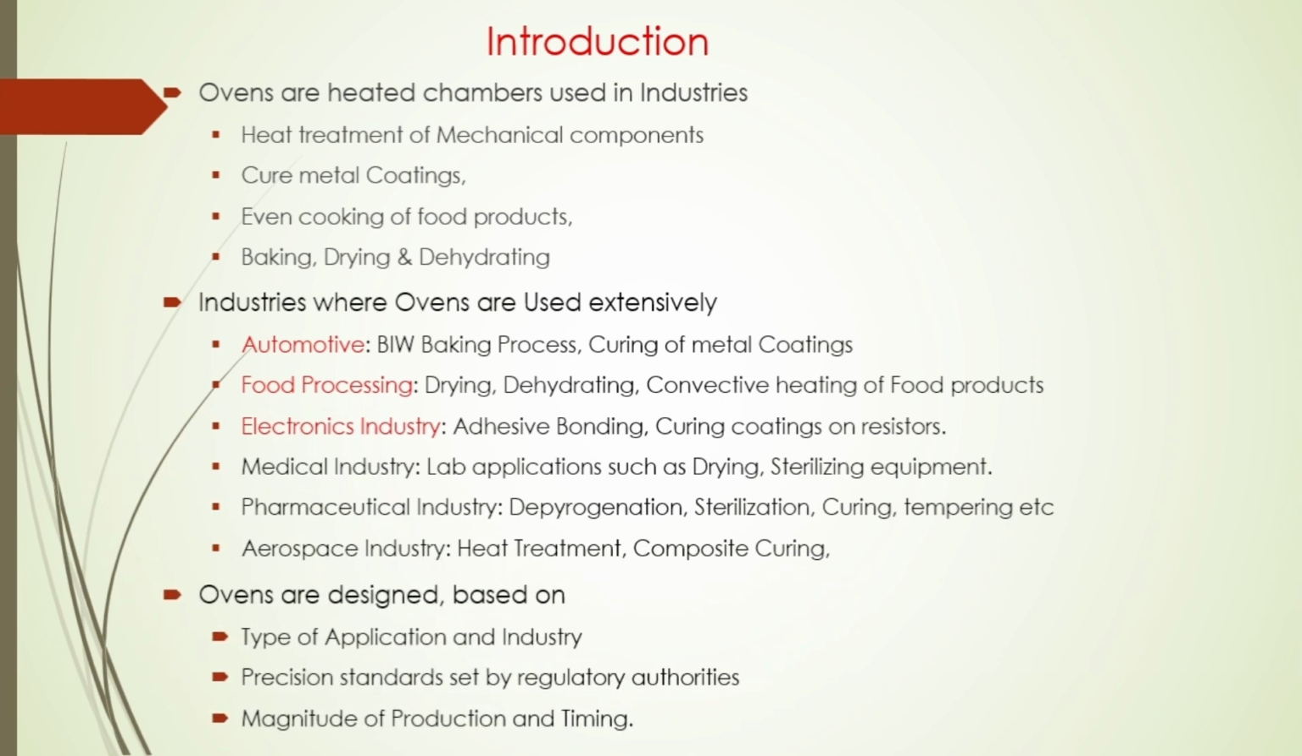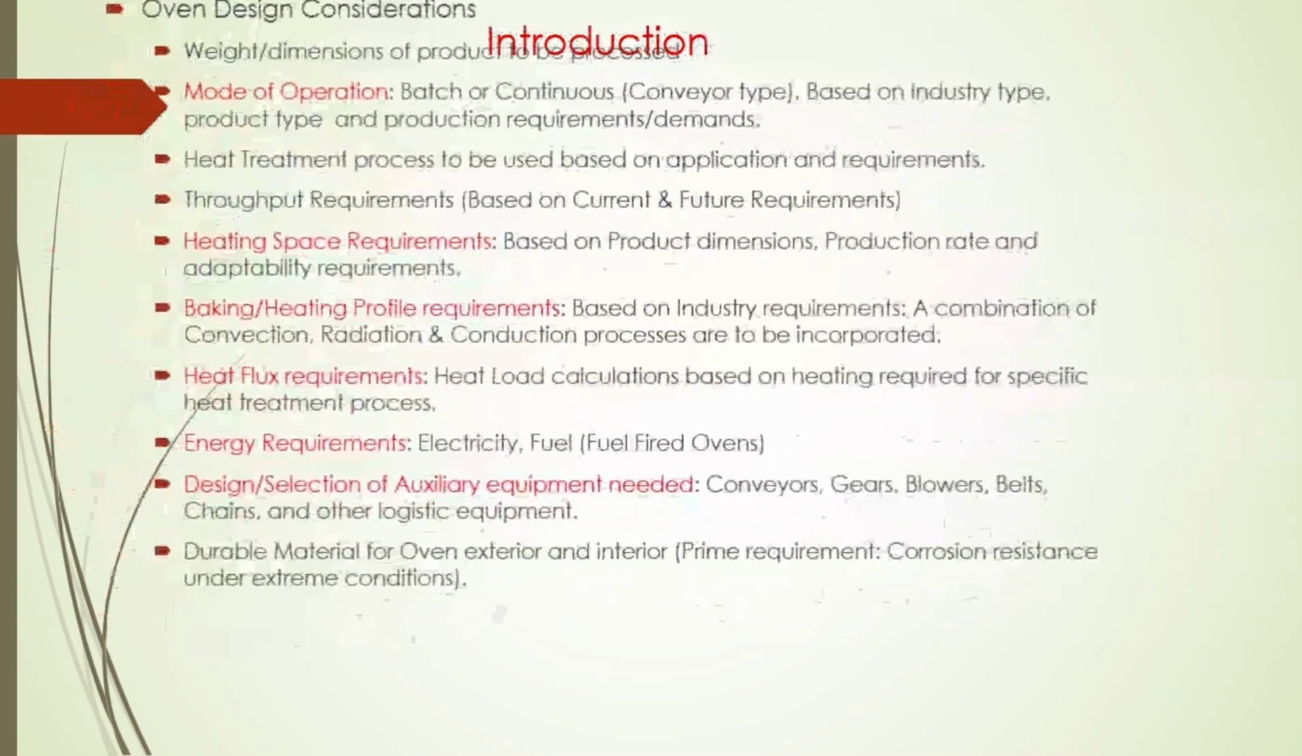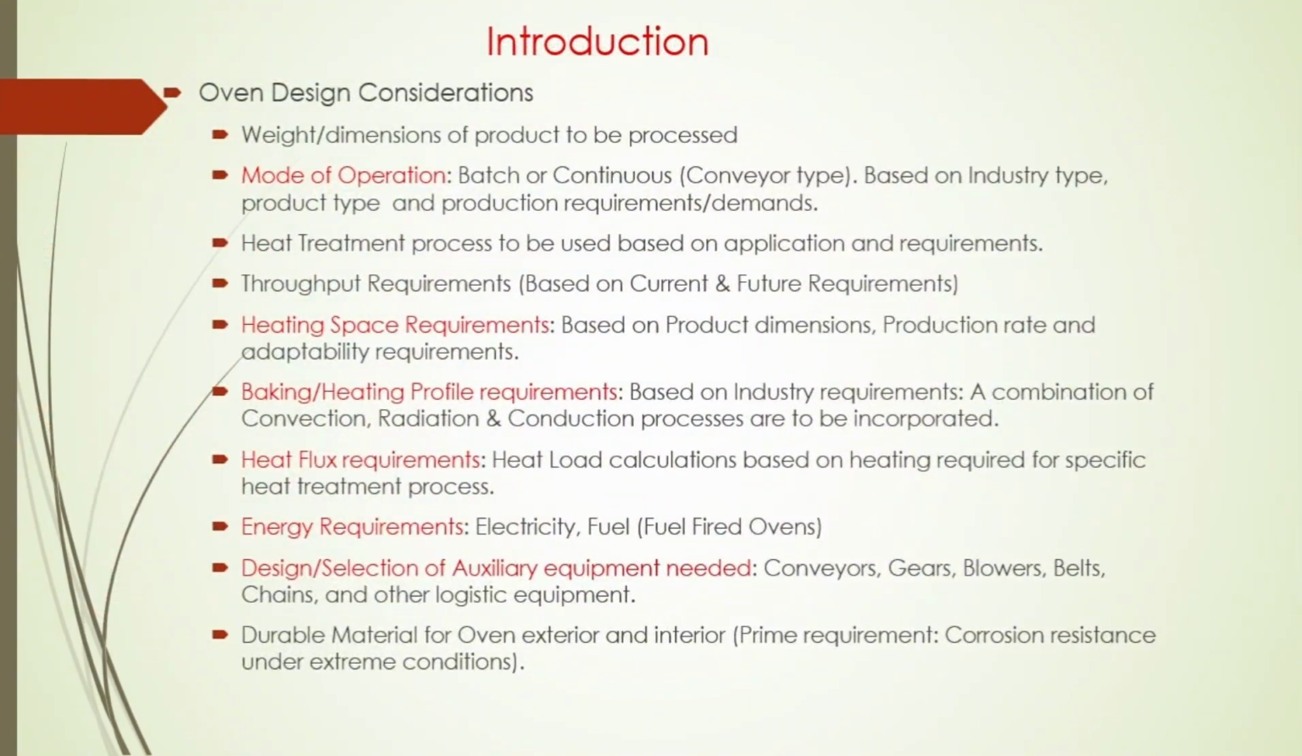However, based on quality requirements of end products and area of application, quality standards are specified by the regulating authorities. Thus, industrial ovens are to be designed based on industry requirements but within the specified guidelines of regulating authorities. Important parameters to be considered for oven design are listed below.